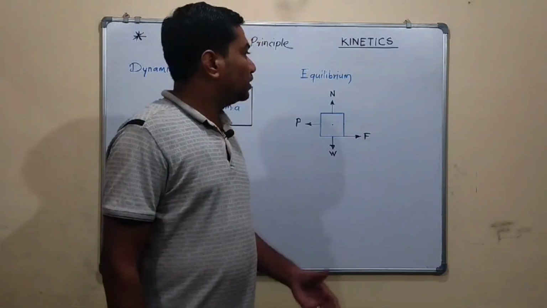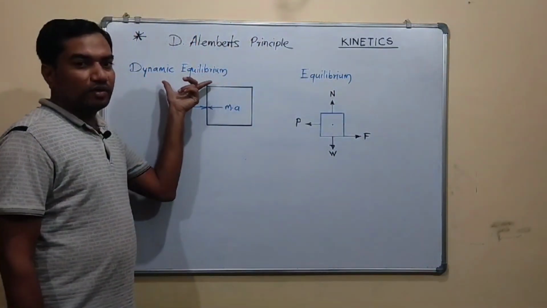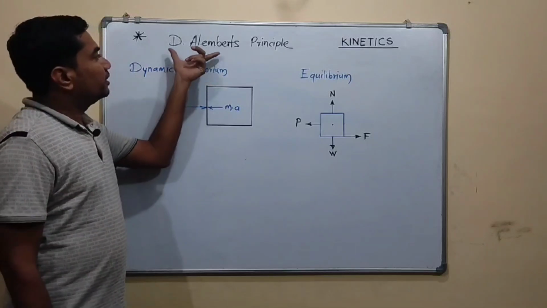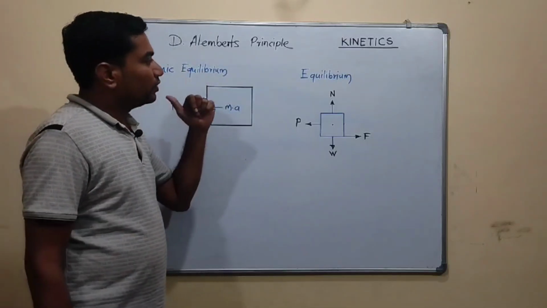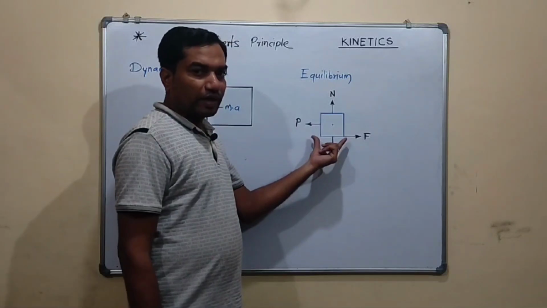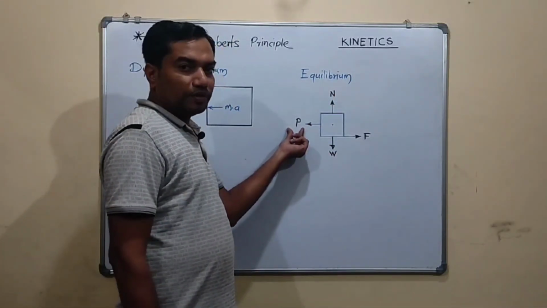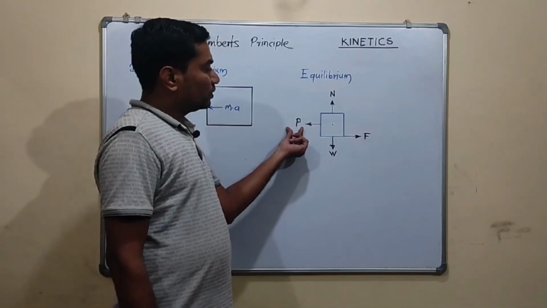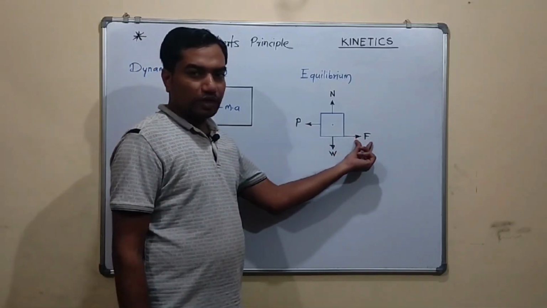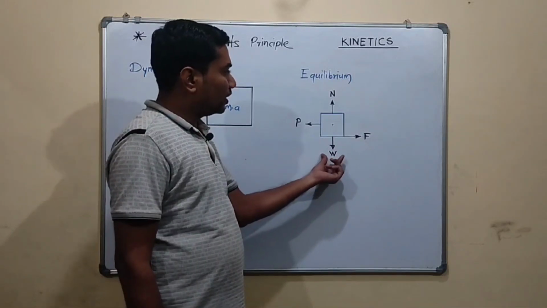First we are going to see what is equilibrium, then we will see what is dynamic equilibrium, so that we can understand D'Alembert's principle. So let us see what is equilibrium. Suppose this is the body and a number of forces are acting on it. This is the pull force P, and this is the frictional force F.